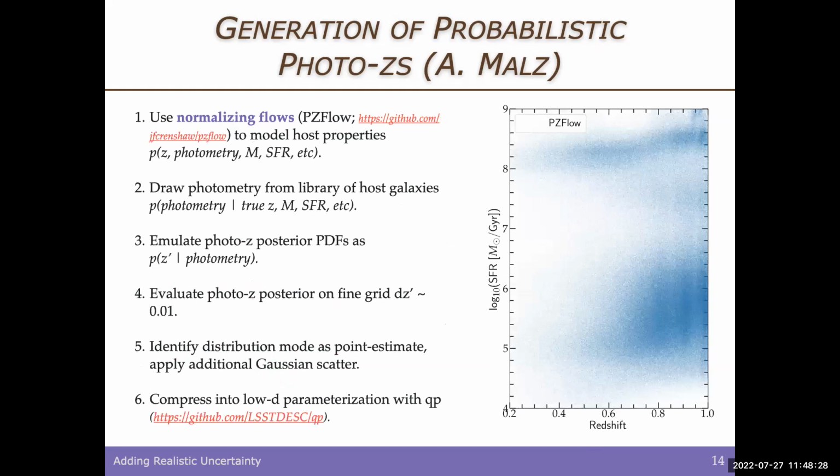And so we use normalizing flows to model the host properties and how they're all correlated with each other, and then to draw a posterior distribution of realistic photometric redshifts for each of the simulated galaxies in our sample. And we provide both point estimates and full PDFs in the alerts. We're hoping that people will eventually start moving toward the full posteriors and working with them as opposed to the point estimates, but progress moves slowly.